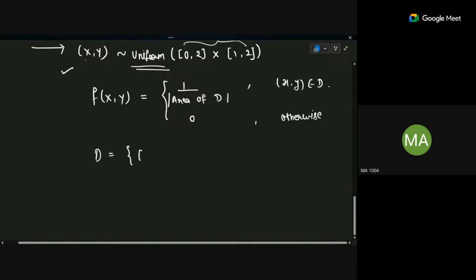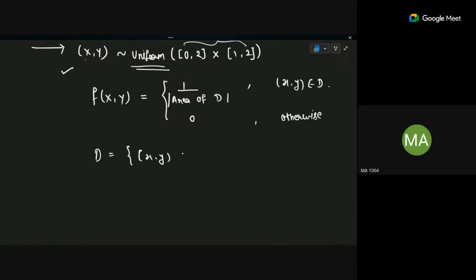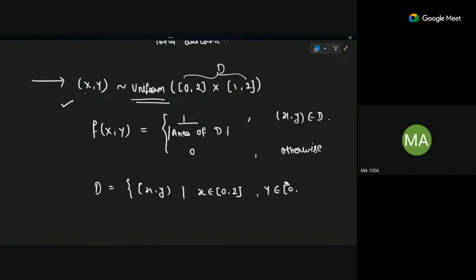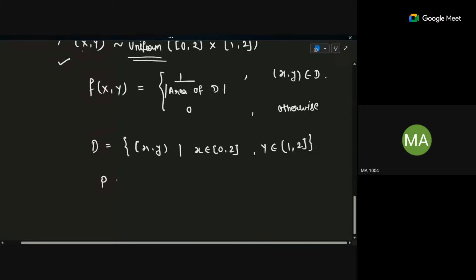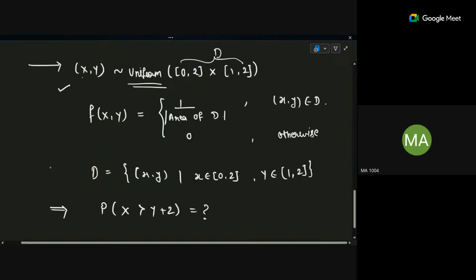So, if our D is the set of x comma y, such that x is lying between 0 to 2 and y is 1 to 2, right? Then just check what is the probability that x is greater than y plus 2. Okay, this is your question. Did you guys understand what I am asking? Yes, ma'am.